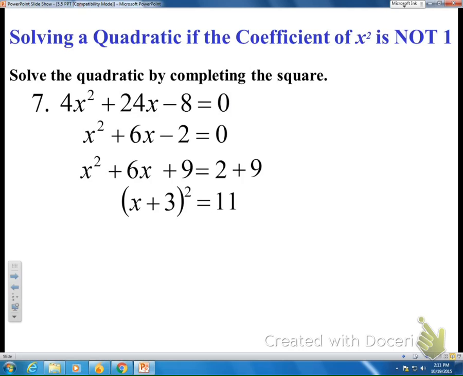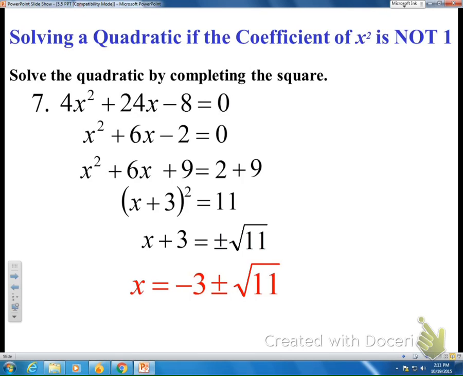So in the next step, we've got something squared equal to 11. We're going to take the square root of both sides and be sure we include plus or minus with that root of 11. And then the last step is to get that 3 to the other side. Subtract 3 on both sides.